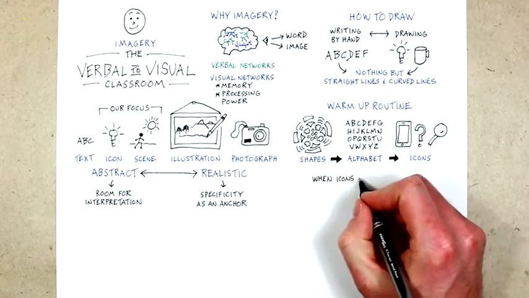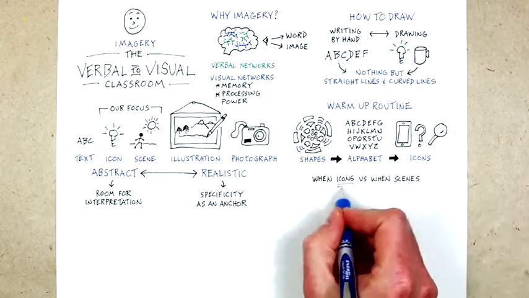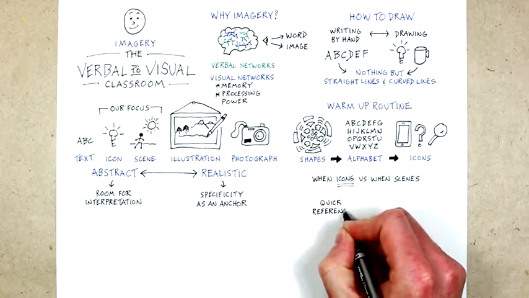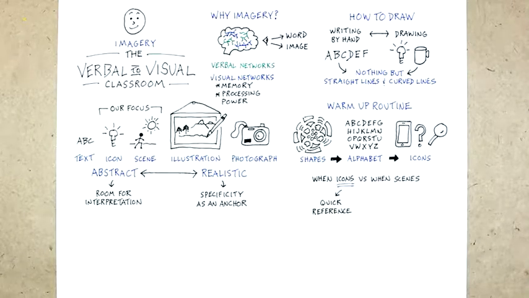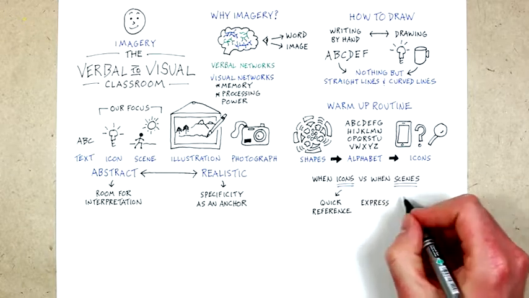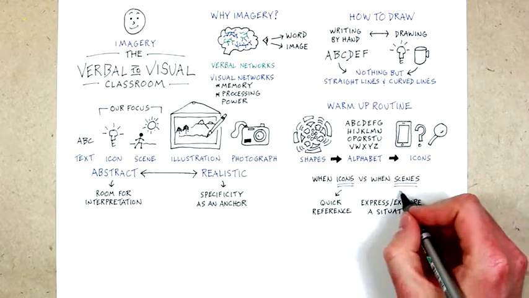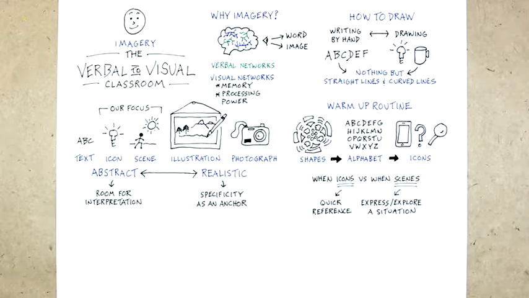For those reasons, icons are useful as a quick reference to a particular idea or object, while scenes, with their added level of detail and specificity, are useful for expressing or exploring a particular situation. That breakdown should help you to decide when to build up a scene and when a simple icon will do just fine. So that's a big picture overview of the role that imagery plays in the world of visual note-taking.